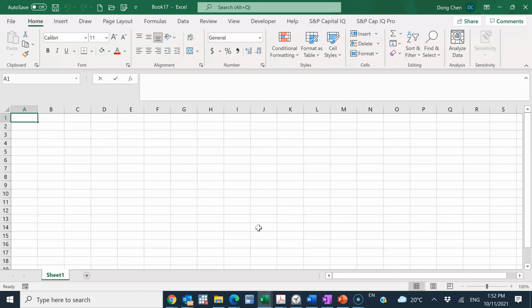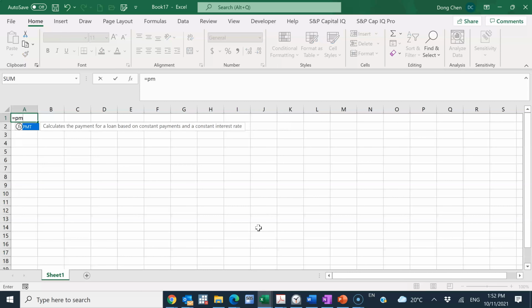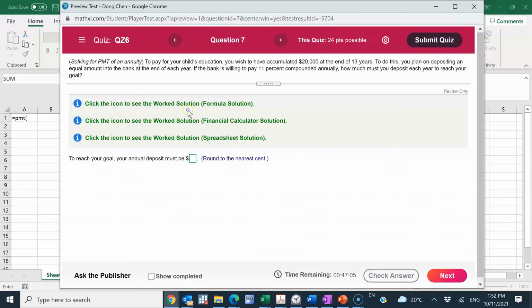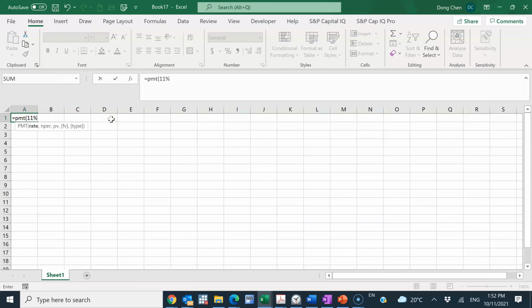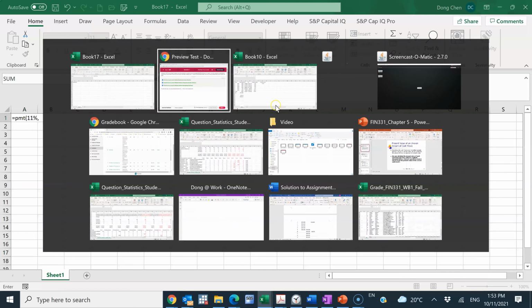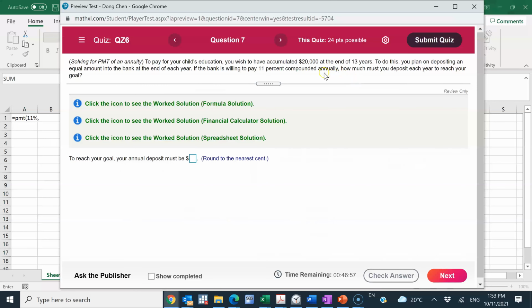So we can still use the equals PMT payment function and open that. The rate here is the discount rate, so that's 11%. And the NPER is the number of compounding periods. In this case, it's the number of annuity payments, so it must be 13, right?